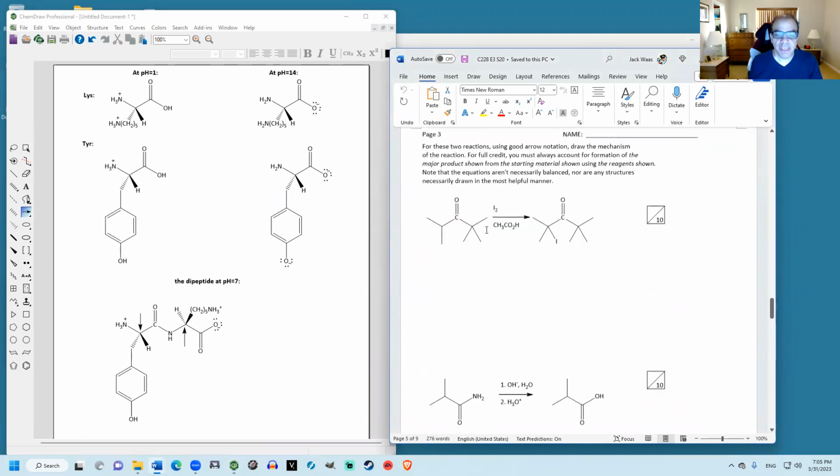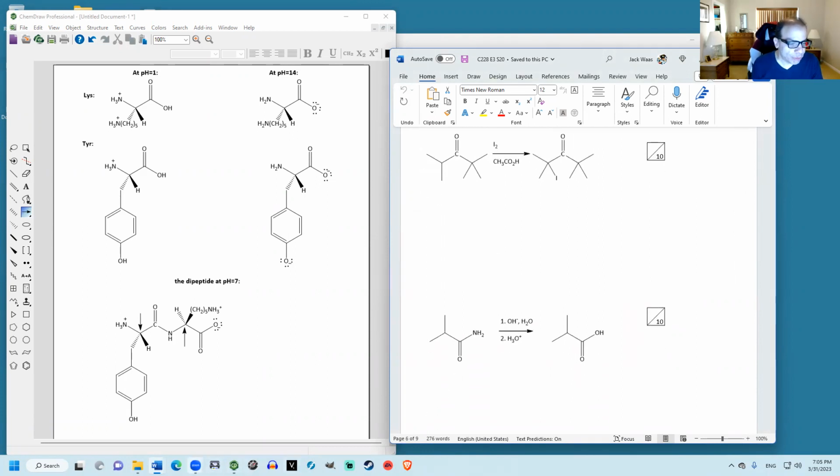So what do we have on the next page? Next page is our mechanisms. It would take me forever to draw out the mechanisms from scratch. So now I'll switch to the answer key.